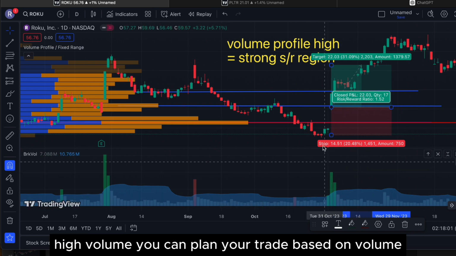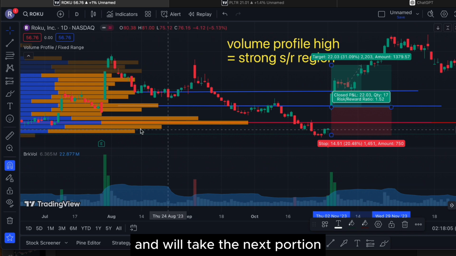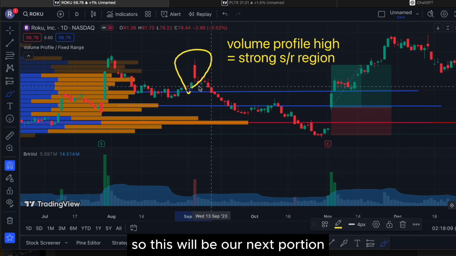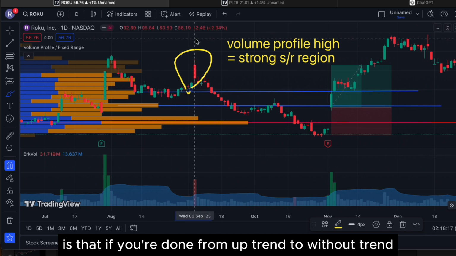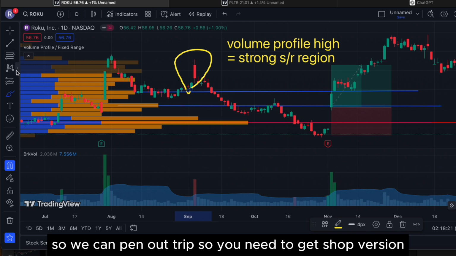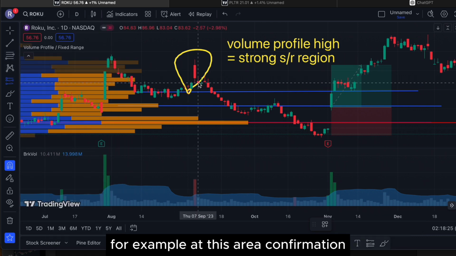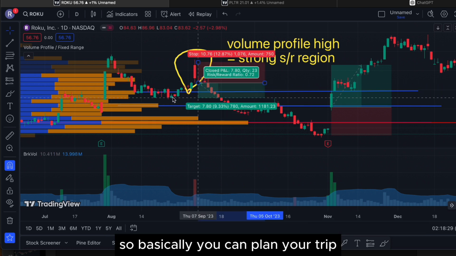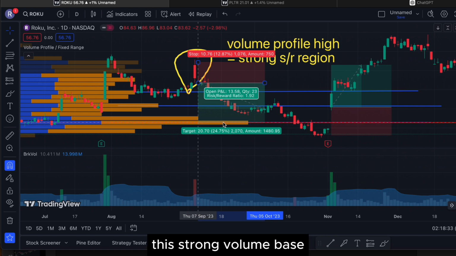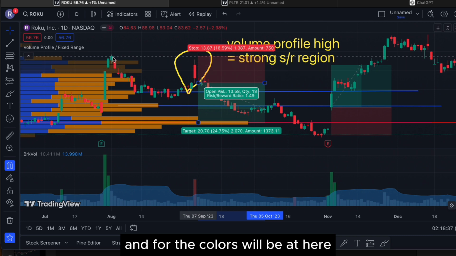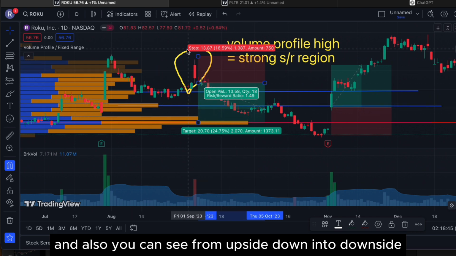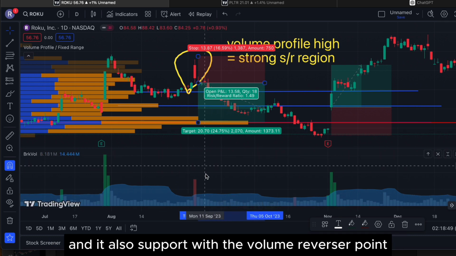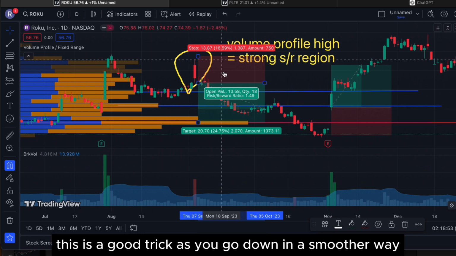So as you can see at this area of high volume, you can plan your trade based on volume, and we'll take the next position around this area. So this will be our next position that we can make our trade. Basically red volume means that it will turn from uptrend to a downtrend, so we can plan our trade. You need to take a short position, for example at this area of confirmation. So basically you can plan your trade to here, this strong volume base, and the cut loss will be here. So basically this trade will be a good trade, as the risk reward ratio is 1.59, and you can also see it turns from upside into downside, and it is supported by the volume reversal point. This is a good trade as it goes down in a smoother way.